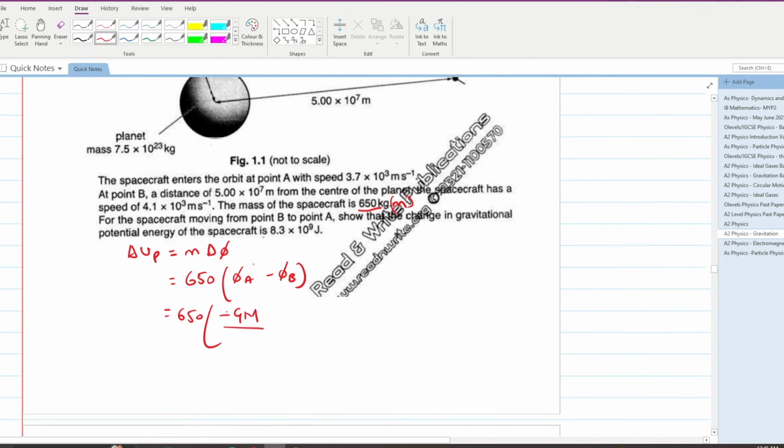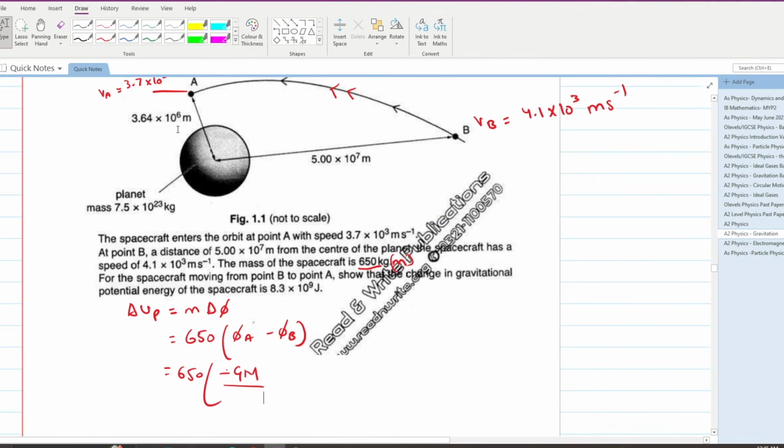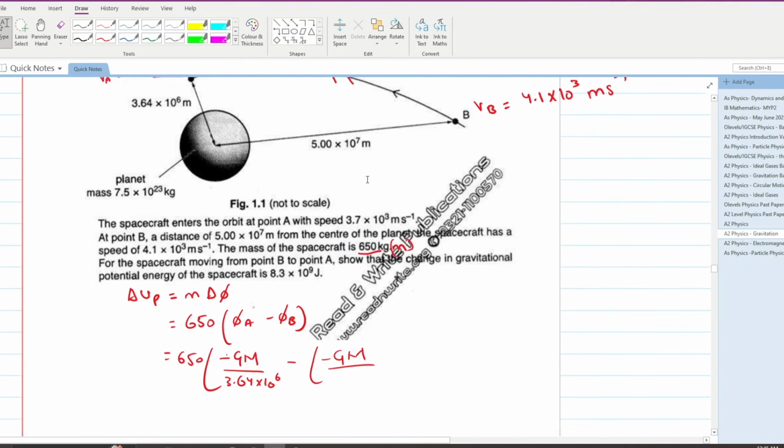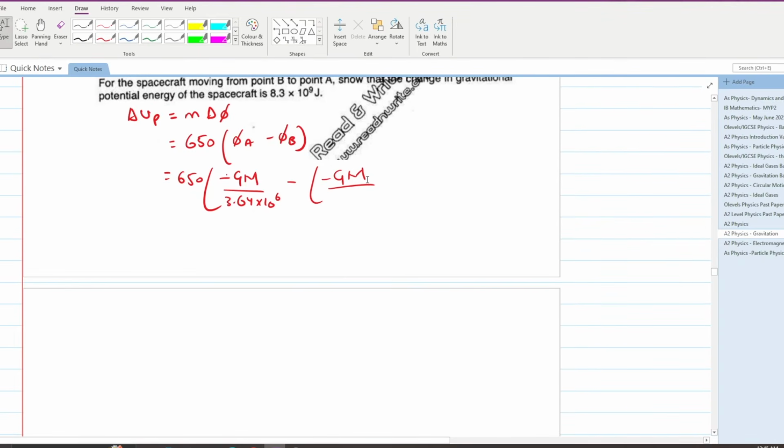What is the radius at A? Can you see? 3.64 into 10 raised to the power 6. Minus capital G, capital M over 3.64 into 10 raised to the power 6. What is the radius at B? 5 into 10 raised to the power 7. Let's put that in and see what the answer will be.